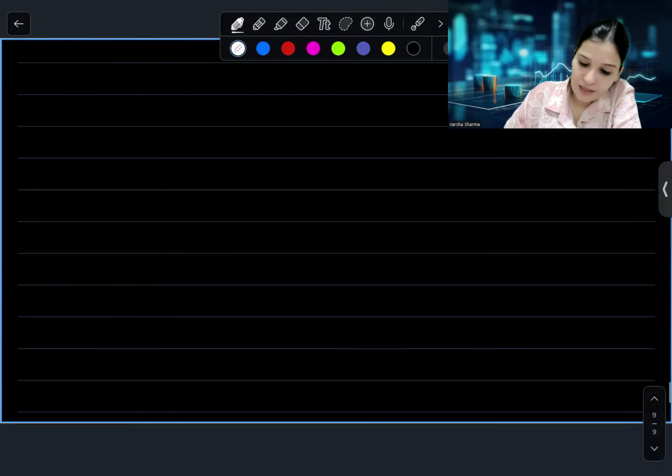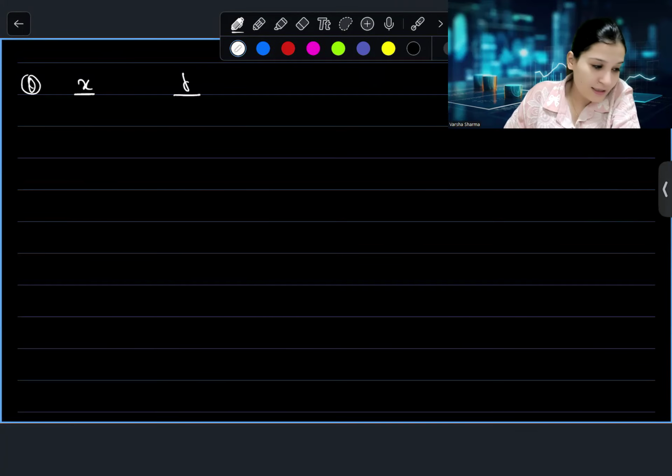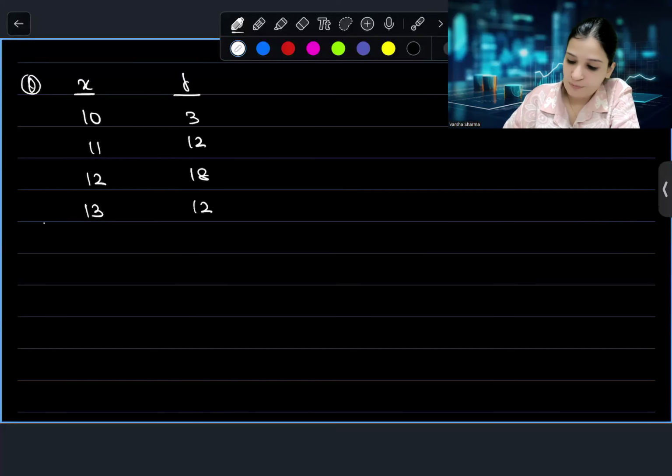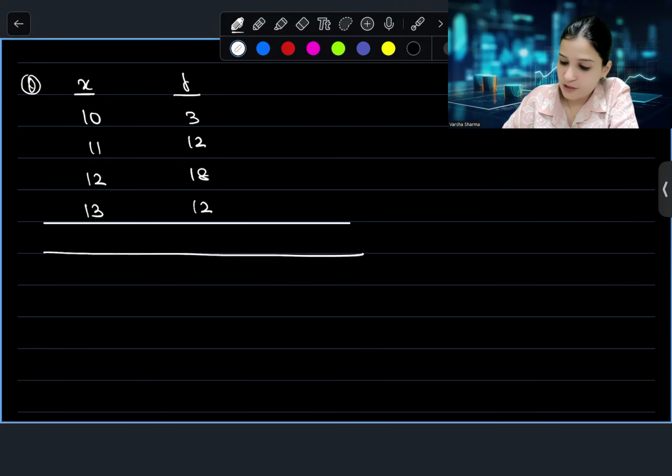Then after individual, discrete X and F. 10, 11, 12, 13, 3, 12, 18, 12. So first calculate the total of mean. What is the total of mean?